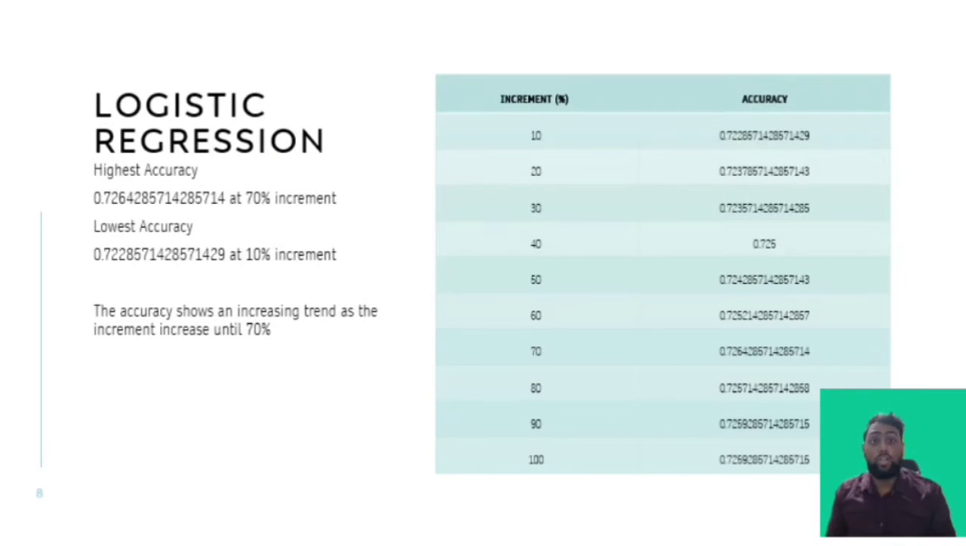For the results, logistic regression is the best performing model of all three. But for this experiment, we are focusing on the subsample size. The highest accuracy achieved for logistic regression is 0.72641 at 70% training data sample size, and the lowest was achieved at 10% training data sample size with an accuracy of 0.72285. This shows an increasing trend from 10% to 70% training data sample size, and it then dropped slightly and stayed relatively consistent after that.